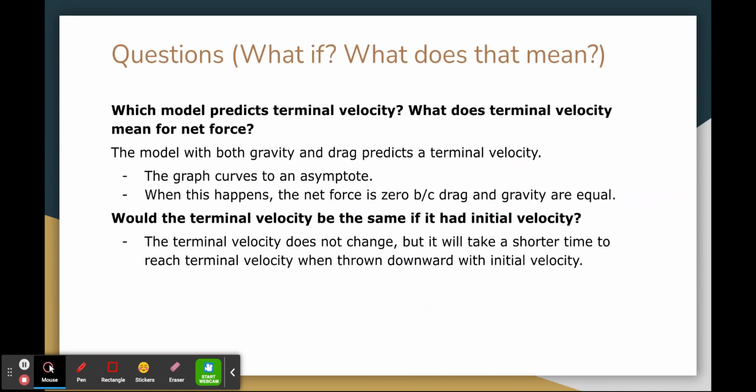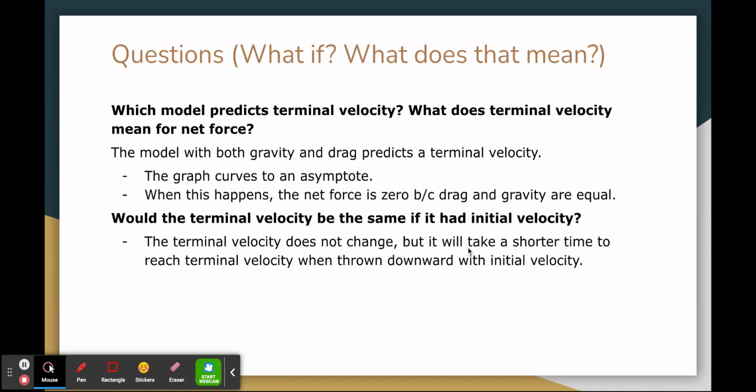Moving on to the conclusions: which model predicts terminal velocity, and what does terminal velocity mean for net force? We can tell that the model with both gravity and drag predicts terminal velocity because in the velocity versus time graph, we eventually see an asymptotic line that the graph curves to, and it gets flatter as time goes on. This means it's reaching a constant velocity because our net force is going to equal 0. When net force is 0, we reach terminal velocity, so drag and gravity are equal at that point.